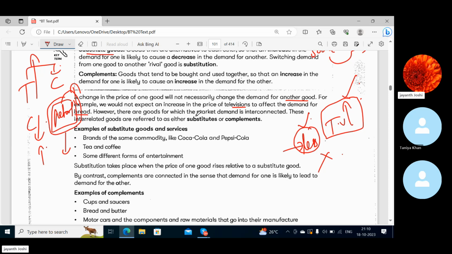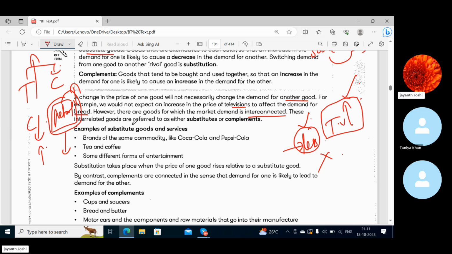However, there are goods for which, if at all, it can happen, like substitutes and complements. There we relate the things, because it is not that you will not survive if you don't consume tea or coffee. You still survive in both cases if you consume plain milk. But someone who wants some flavor in their milk would add tea or coffee to their milk, and they can kind of switch, right? So there are goods for which the market demand is interconnected. TV and bread, no connection, but somewhere things are connected, right?